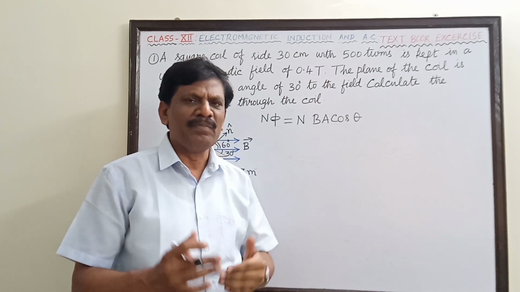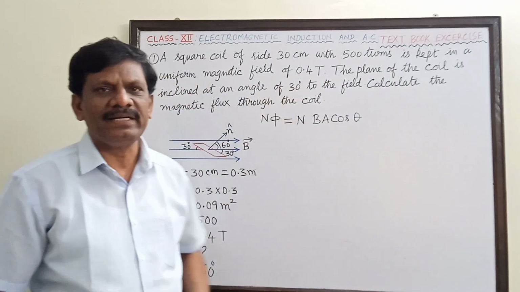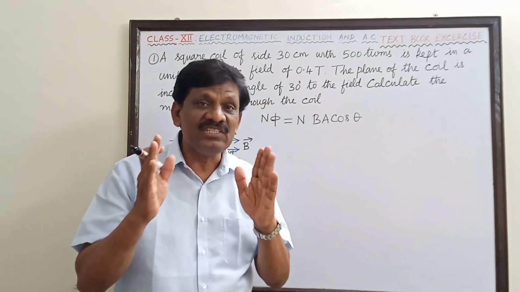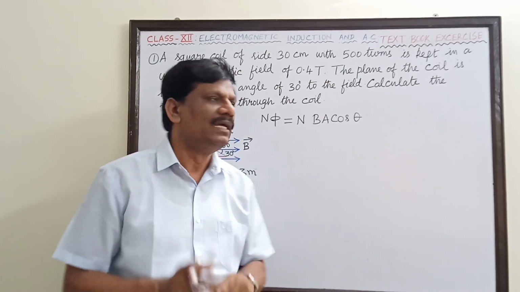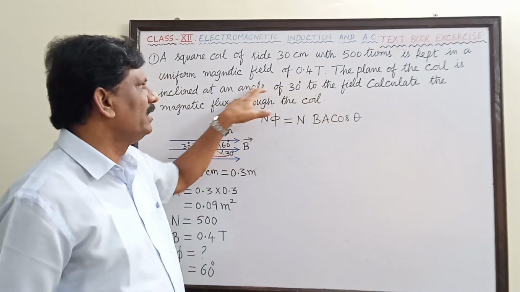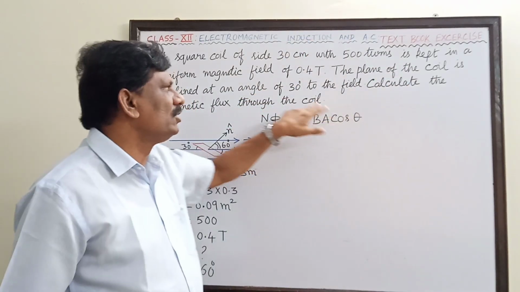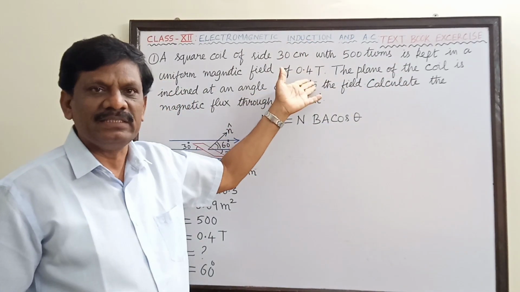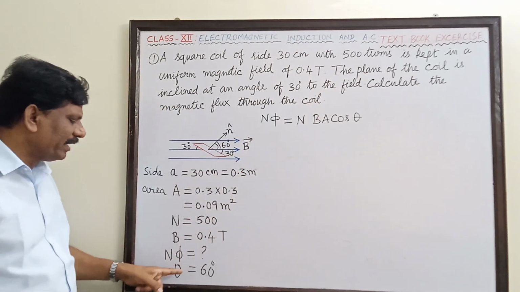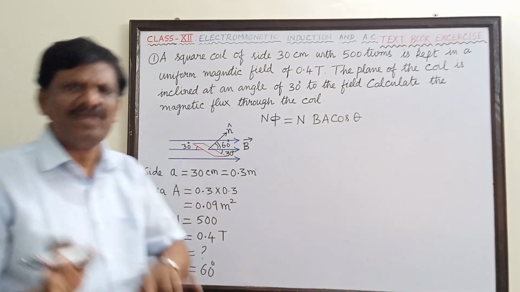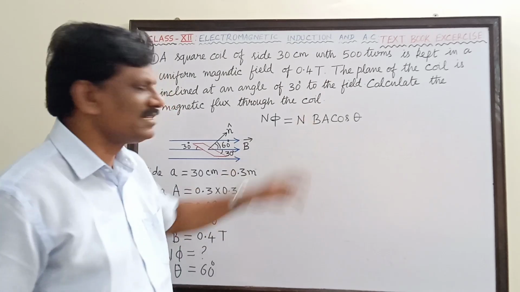Here only students will be misguided. Directly in a quick manner they will respond by taking theta equal to 30. That is to be checked once again. If they have given directly that the normal to the plane of the coil is inclined at 30, we can accept theta 30. But here it is 90 minus 30, that is 60 degree. This is the only point to understand. Otherwise it is direct substitution only.